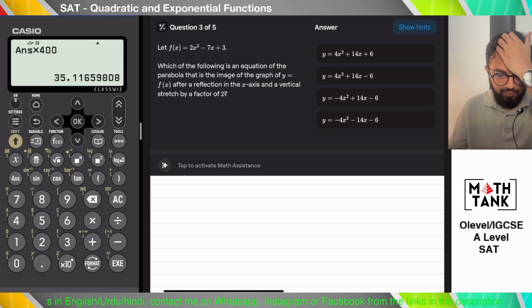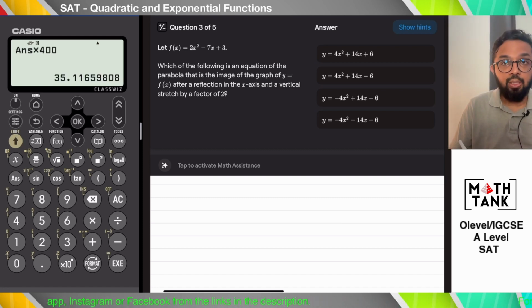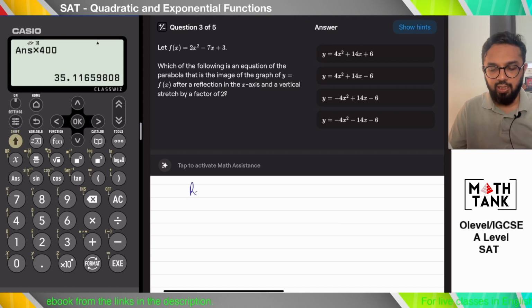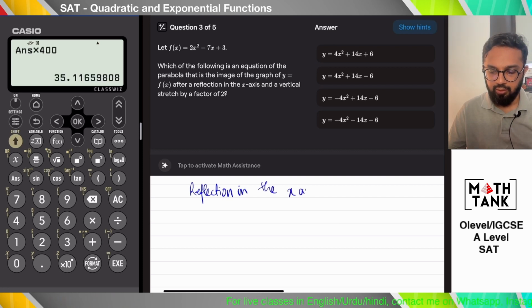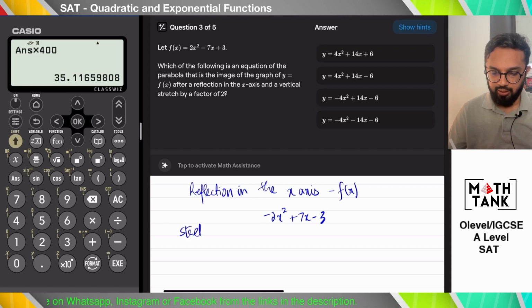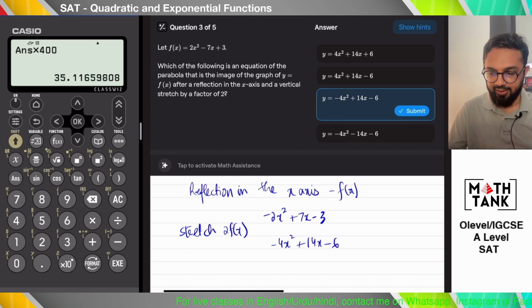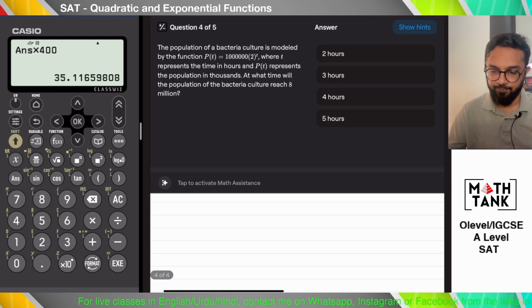And a vertical stretch by a factor of 2, okay? So how do you show a reflection in the x-axis? A reflection in the x-axis is basically minus f of x, so minus 2x squared plus 7x minus 3. And then when you stretch vertically, that should be 2f of x. That would become minus 4x squared plus 14x minus 6. That should be answer option C. Let's see if that is correct. Yes, that is also correct.